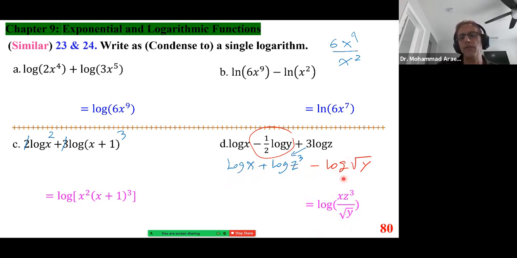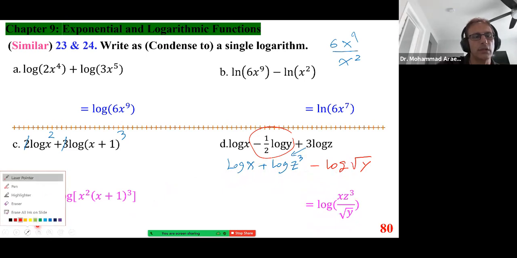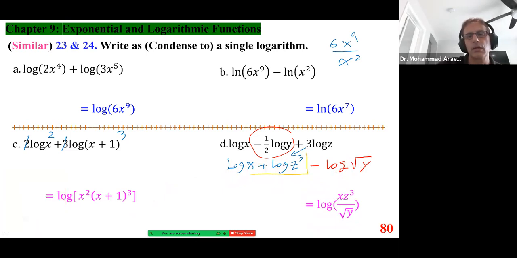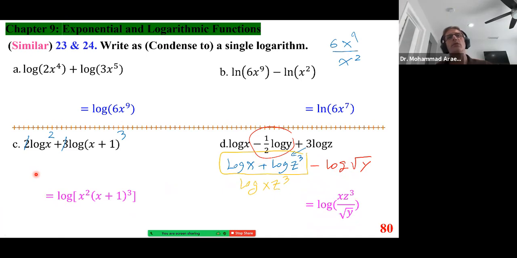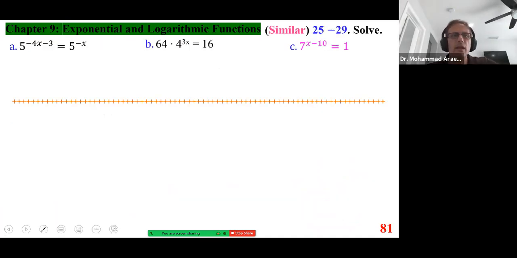If you have a difficult time, do this too. Maybe I just write it for you. You can replace this with log of x z cubed and then combine it finally with negative log square root of y. That's how you simplify this.